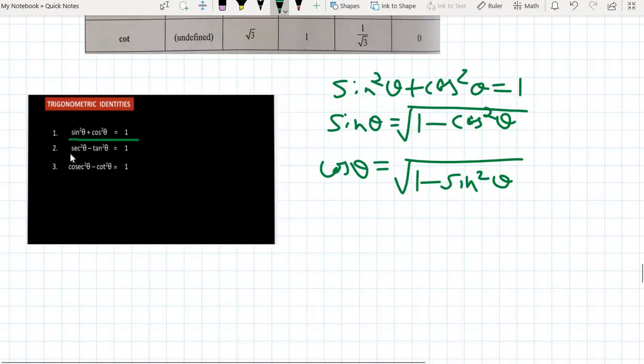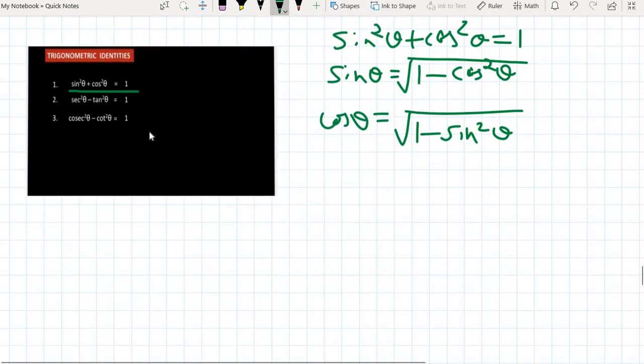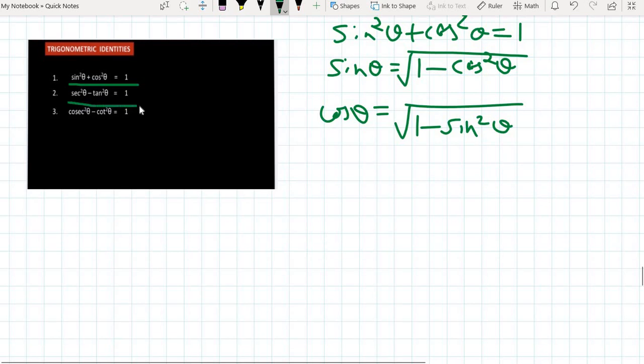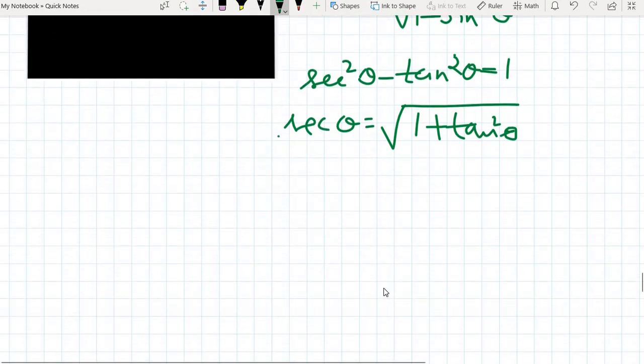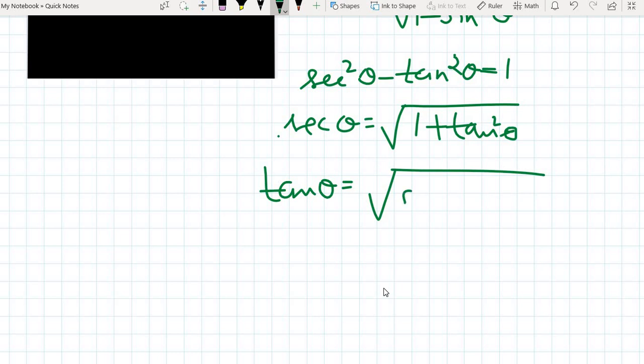Consider second identity, connecting secant and tan. So secant square theta minus tan square theta, that is 1. Second identity, secant square theta minus tan square theta equal to 1. So you can connect using this identity, that is secant theta is equal to root of 1 plus tan square theta. 1 plus tan square theta. Suppose if you want to get tan theta value, so tan theta is equal to root of secant square theta minus 1.